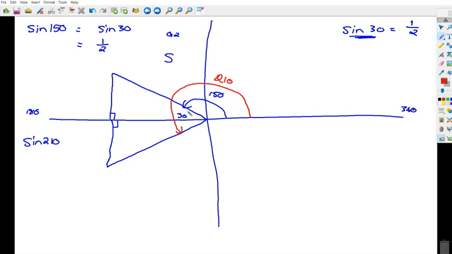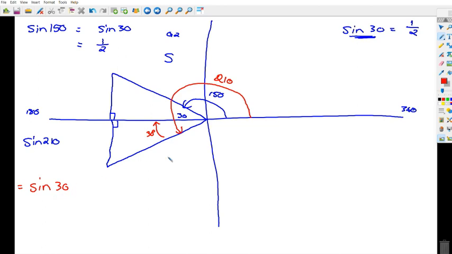My first question I'll ask myself is: how far am I from my closest horizontal? So this line over here, how many degrees is that? 30 degrees. Fantastic. That's looking great because I know what sine of 30 is. So instead of saying sine of 210, I can say sine of 30, because that's how far I am from my closest horizontal.